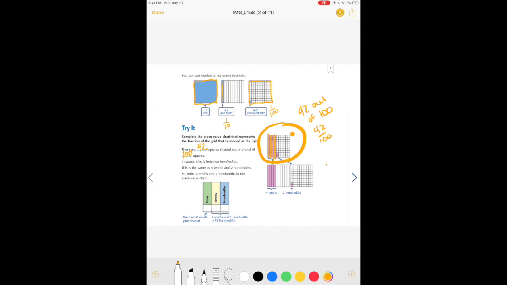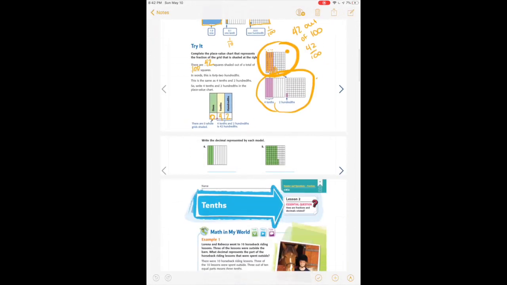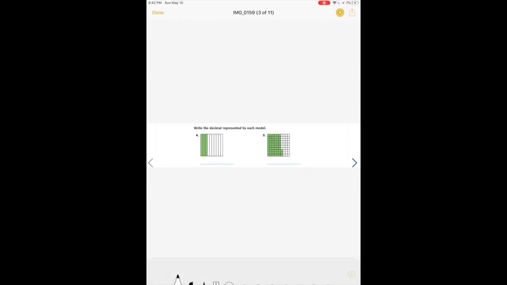This is the same as 4 tenths and 2 hundredths, because there are 4 tens blocks colored in, or 4 columns colored in, and then there are 2 ones. So you could show it this way or this way. So write 4 tenths and 2 hundredths in the place value chart. There are 0 whole grids. There are 4 tenths and 2 hundredths. Let's practice it.